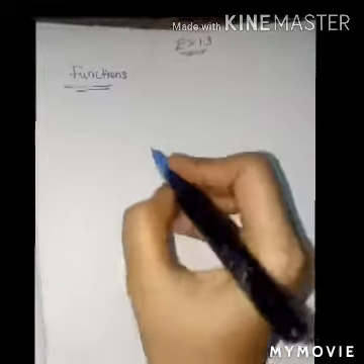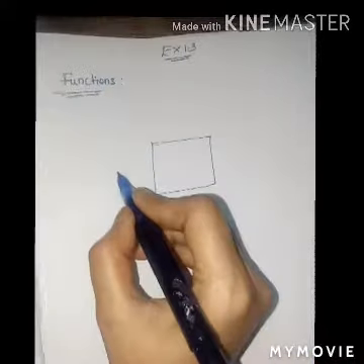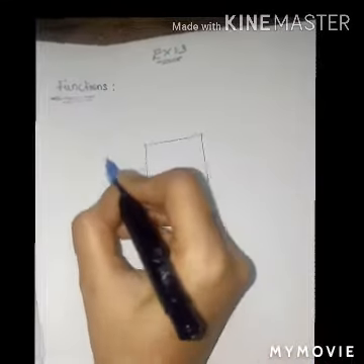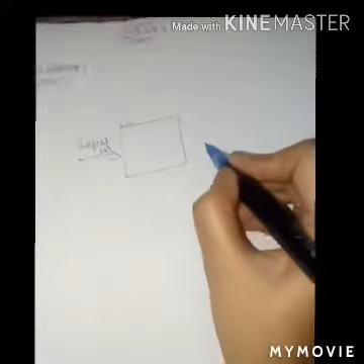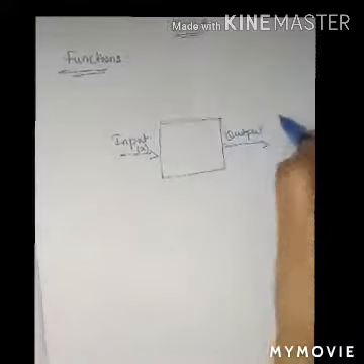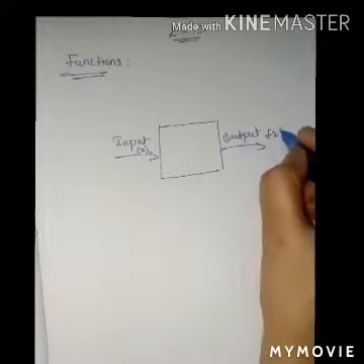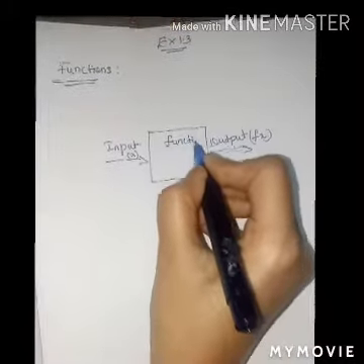First let us see what a function is. A function is like a computer. A computer has two devices. One is the input device. Let us have the input device as x. Another one is the output device. Let us have our output device as f of x. Here it has a function.